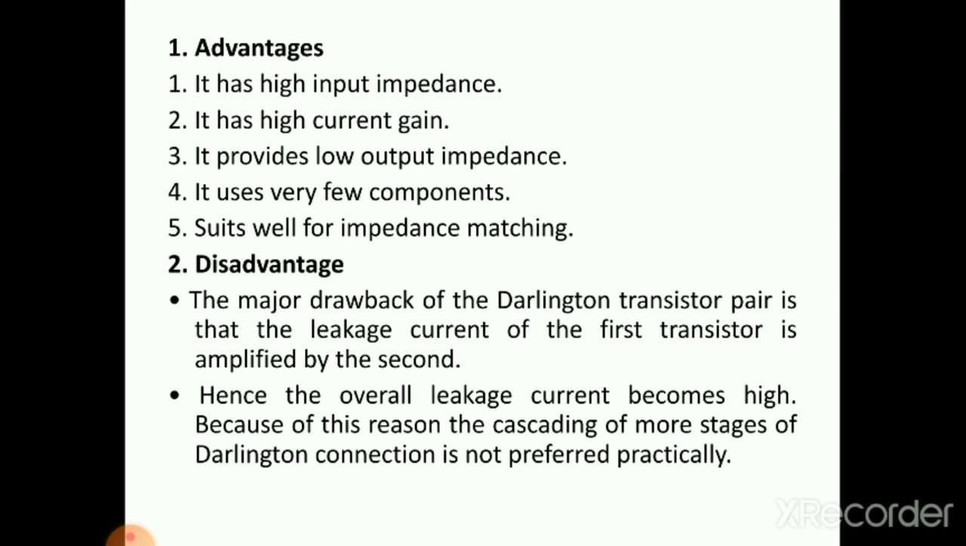The leakage current ICO is amplified by this transistor, and it is given to the input of the second transistor. Hence the overall leakage current becomes high. Because of this reason, cascading more stages of Darlington connection is not preferred practically. We have already seen about 3 stages, but if you want more stages, the leakage current will become a problem.